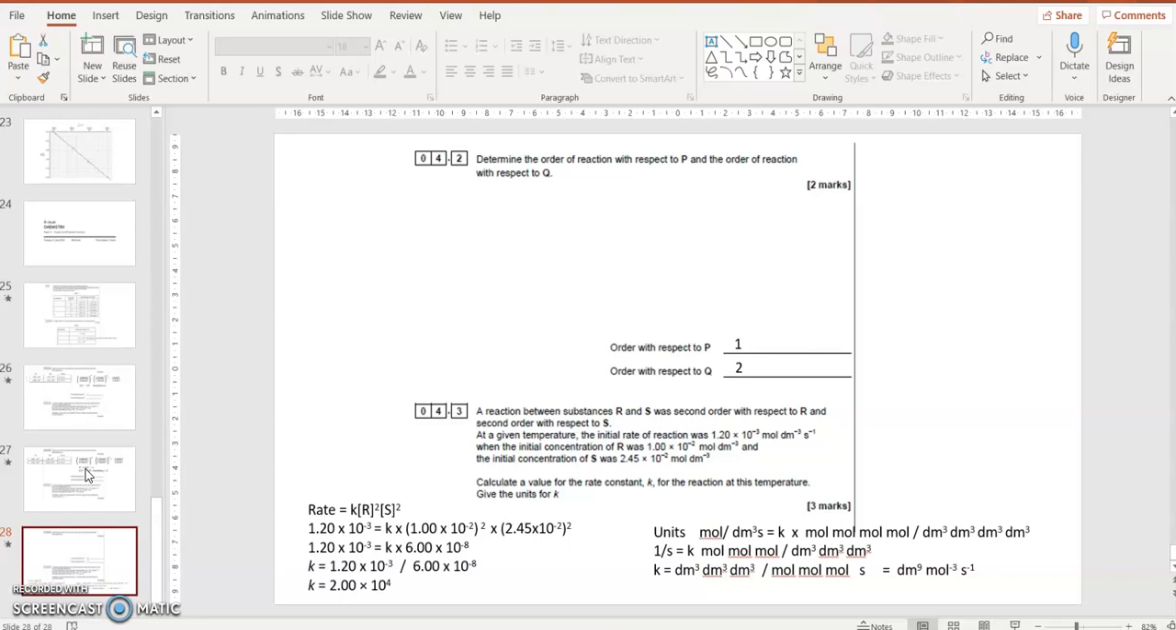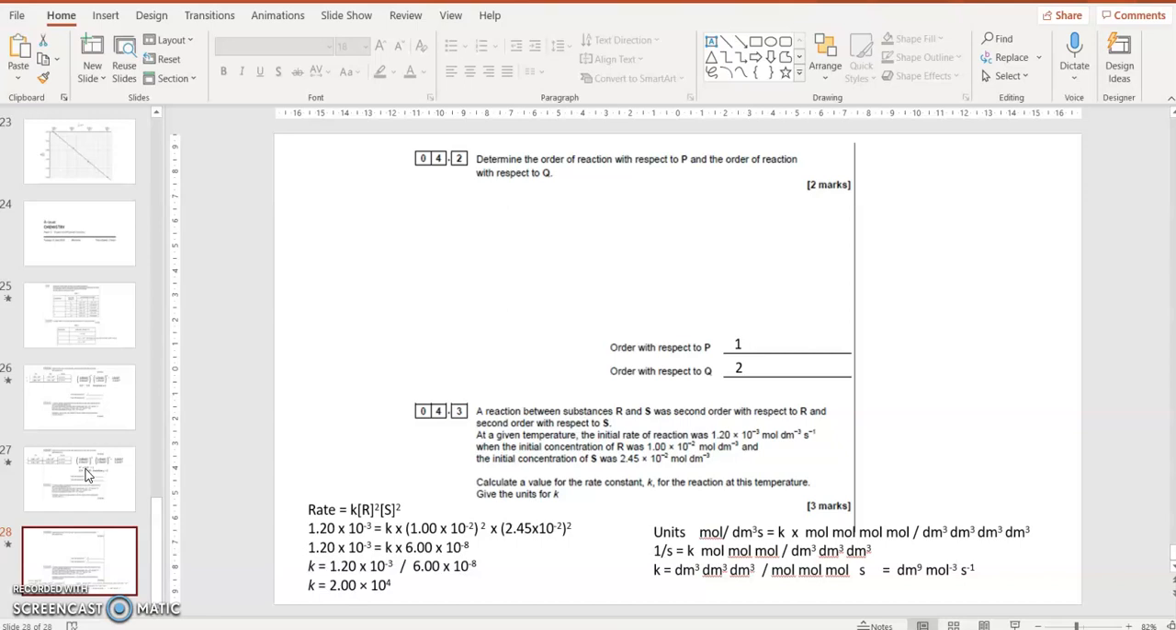I've put it to 2.00 to 3 significant figures, because the data in the question is 3 significant figures. What am I going to do for units? Ooh, tricky one. Rate is mole per decimeter cubed per second, so mole divided by dm3 s. Fine. K, I don't know, I'm trying to find the units of that. And then I've got mole per decimeter cubed times mole per decimeter cubed times mole per decimeter cubed times mole per decimeter cubed. 4 of them, because I've got concentration squared for R and concentration squared for S.